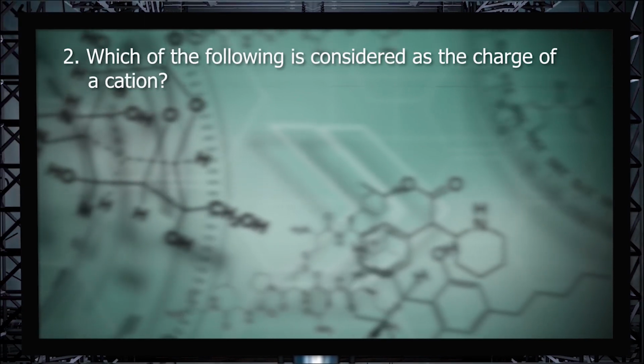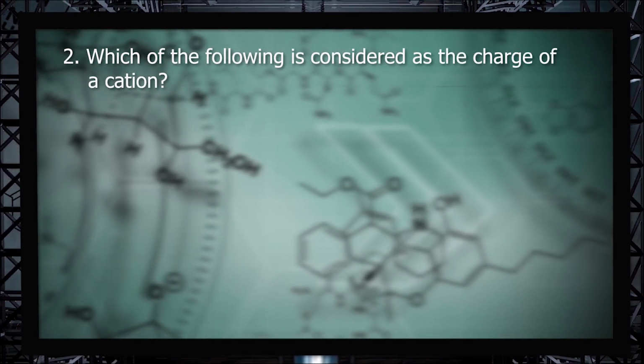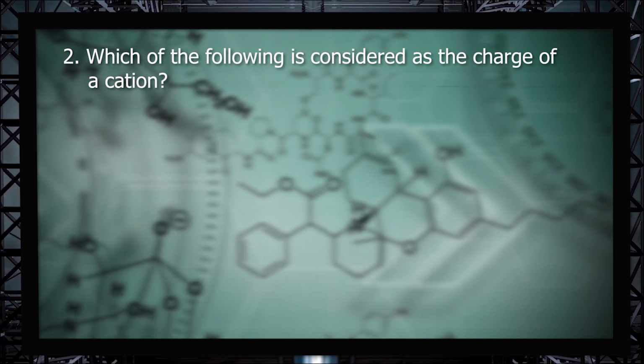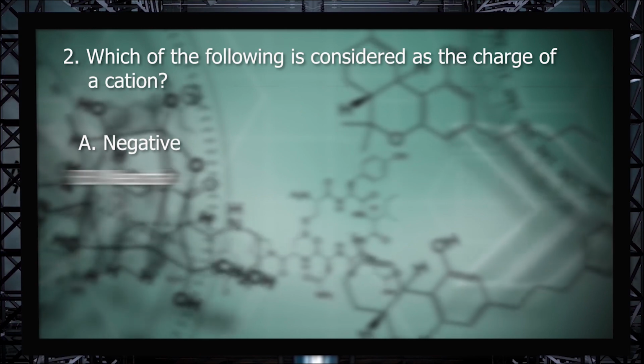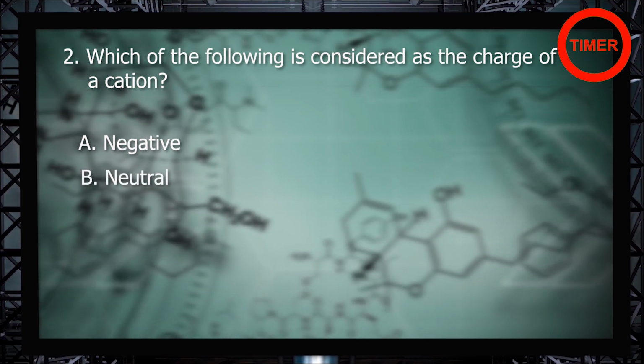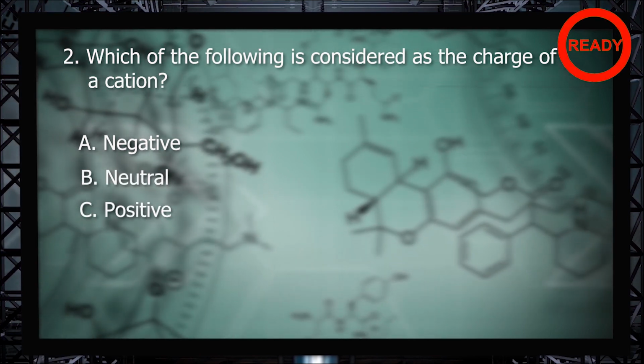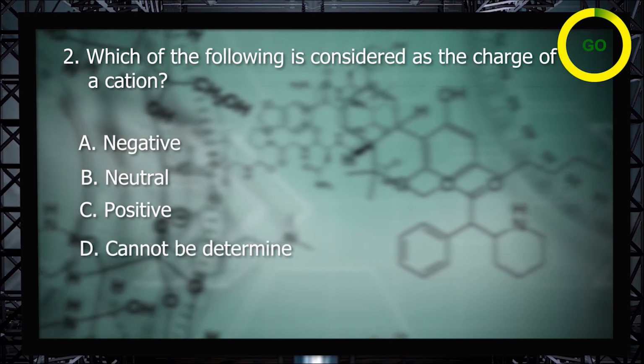Number 2. Which of the following is considered as the charge of a cation? A. Negative charge. B. Neutral charge. C. Positive charge. Or D. Cannot be determined.